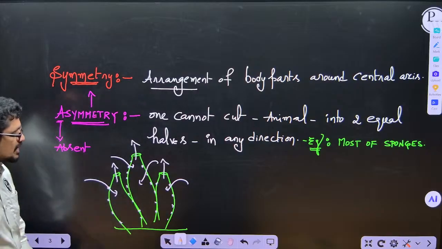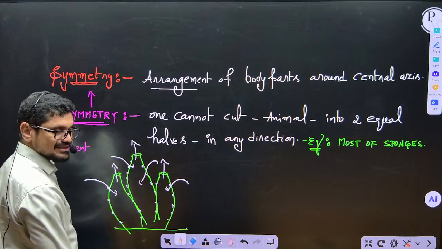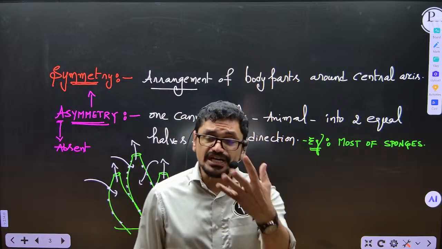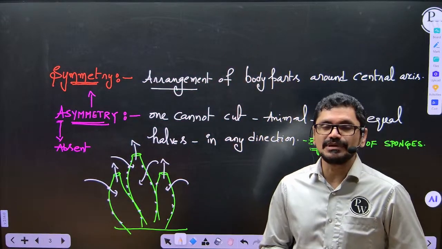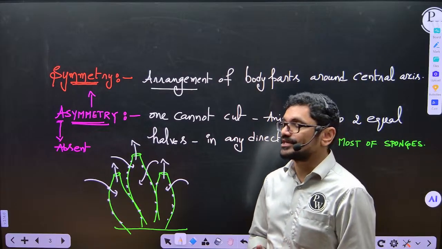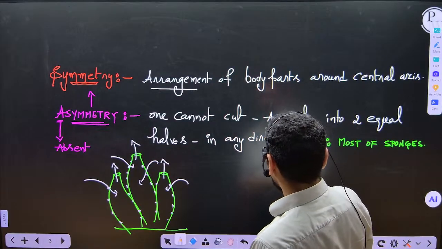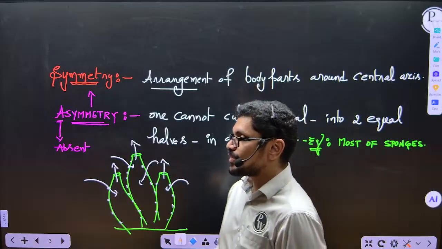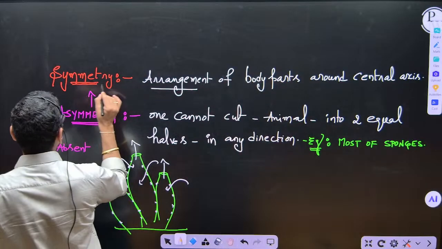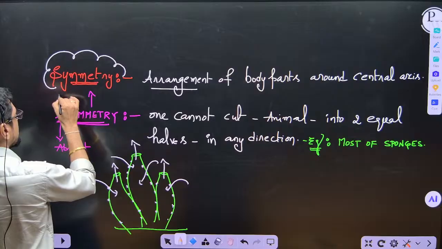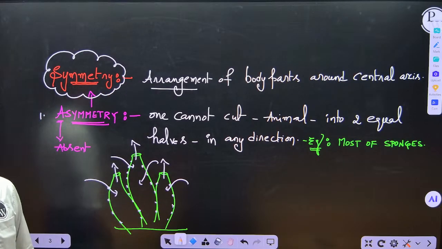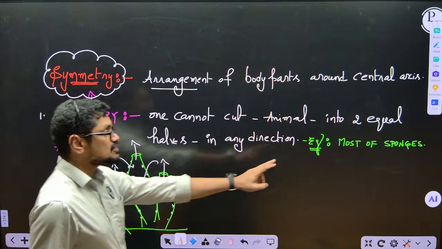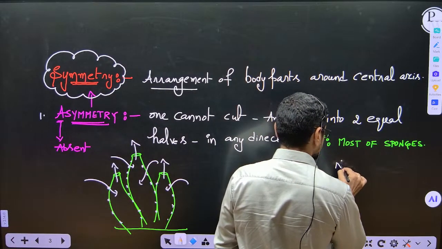Don't think, sir, that we can cut the sponge exactly like this. No, we cannot. The organization will be like that, its texture will be like that, its structure will be like that. We cannot cut the organism into two equal halves in any direction. Example, sponges. That is the first step. So symmetry is the basic heading, my dear friend. In that symmetry, the first one is asymmetry. Let us see, most of the sponges.